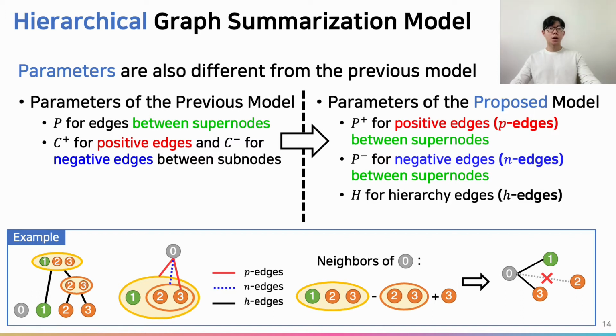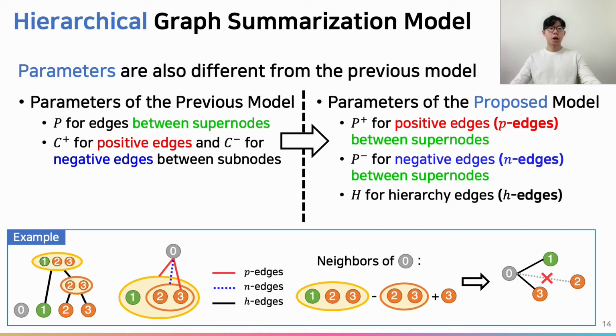a set P plus of positive edges between supernodes, and a set P minus of negative edges between supernodes. From now on, we'll call positive edges P edges, negative edges N edges, and edges in H H edges for simplicity. A P edge between two supernodes indicates that edges should be added between all pairs of subnodes between the two supernodes. And an N edge indicates that edges should be removed between all pairs of subnodes between the two supernodes.